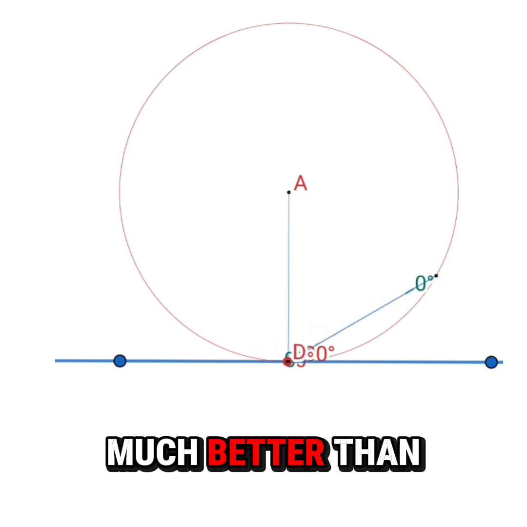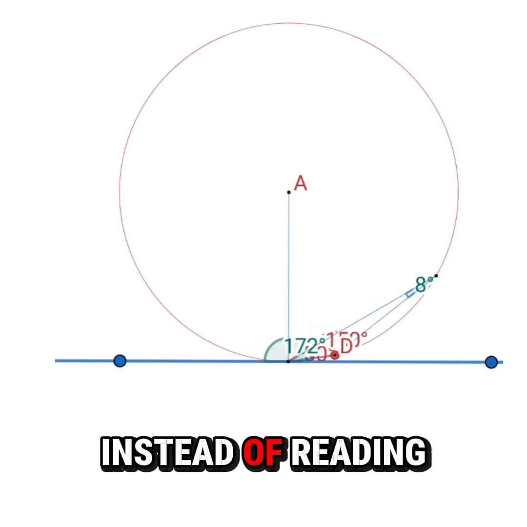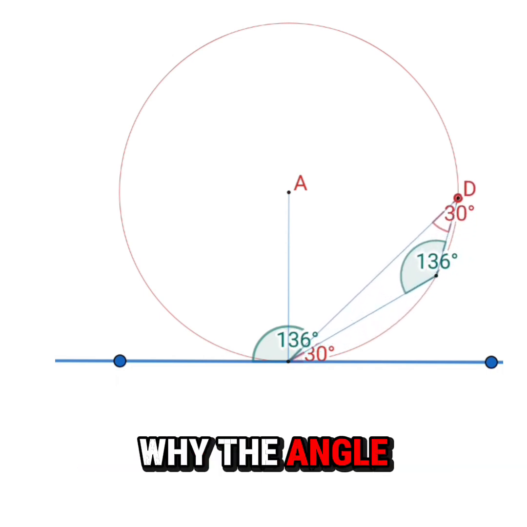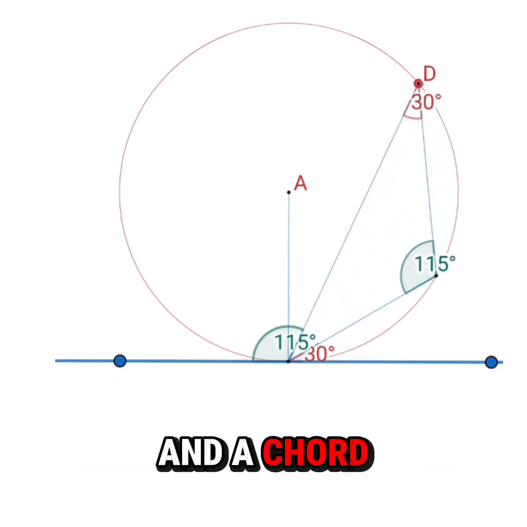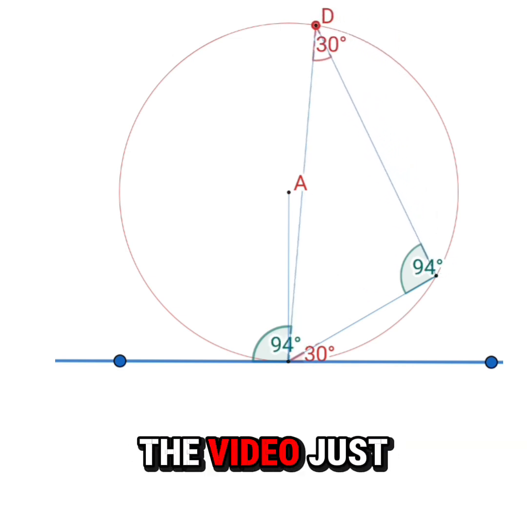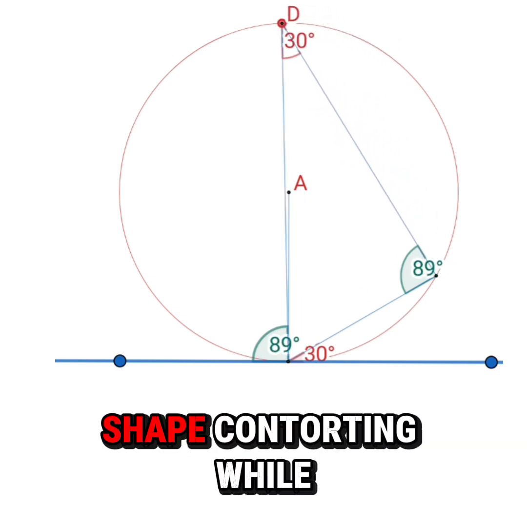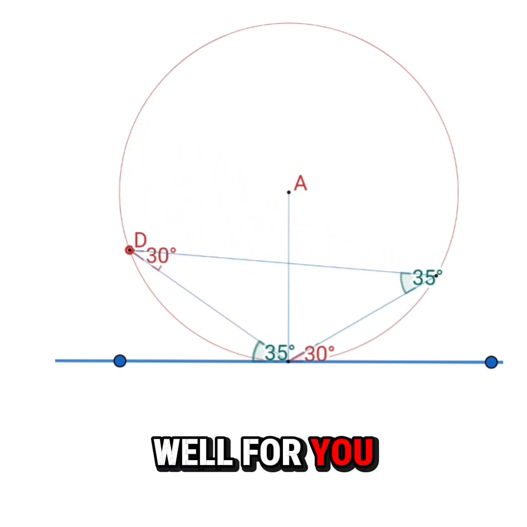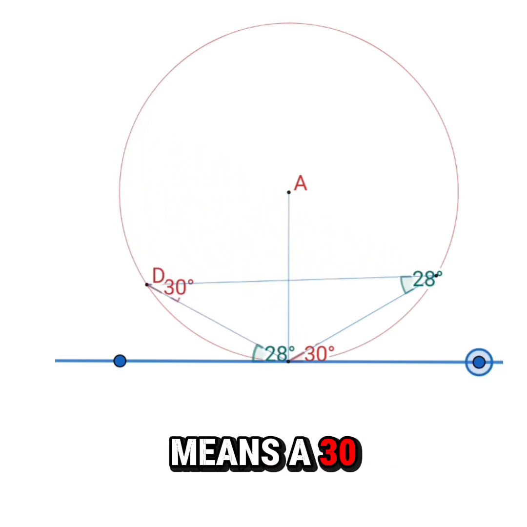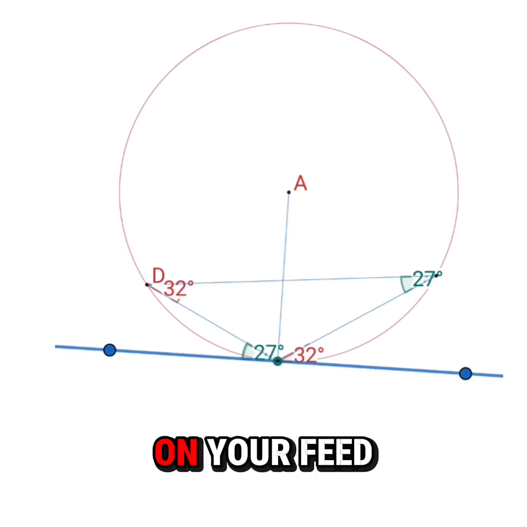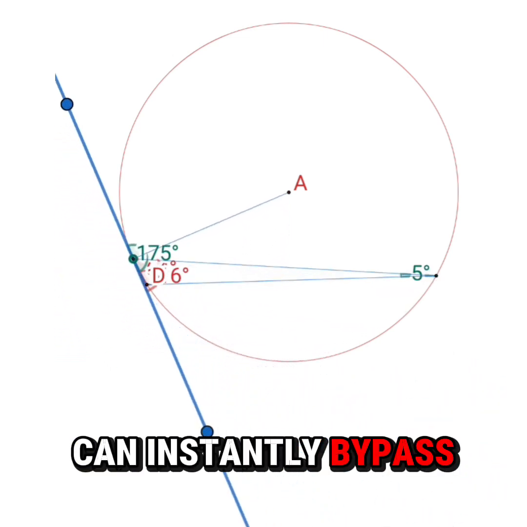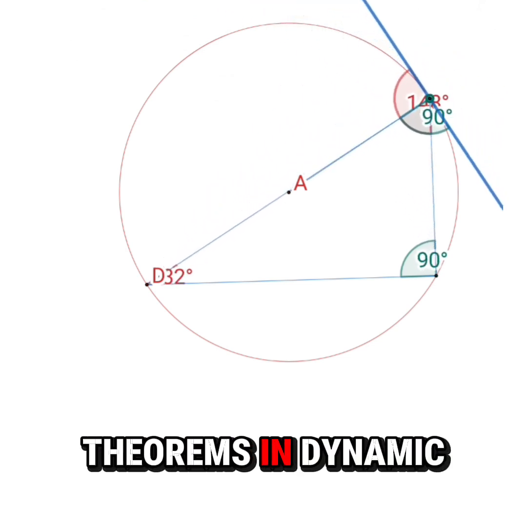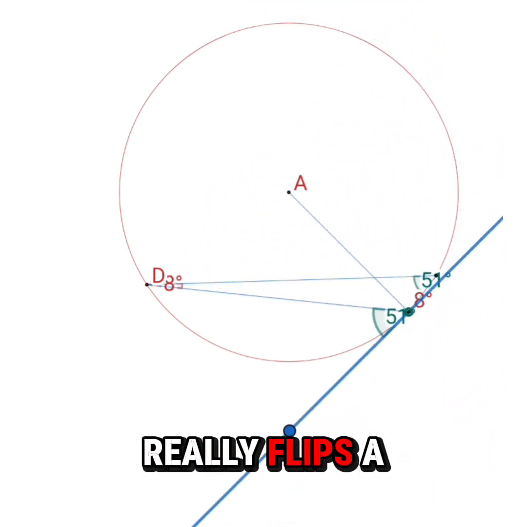That is so much better than reading about it. Oh, totally. Instead of reading a dense textbook paragraph trying to explain why the angle between a tangent and a chord equals the alternate segment angle, the video just shows you. You watch the shape contorting while the rule visually holds true. So what does this all mean? Well, for you, the learner, it means a 30-second casual visual shortcut on your feed can instantly bypass hours of staring at static pages. Seeing complex theorems in dynamic motion really flips a switch in your brain.